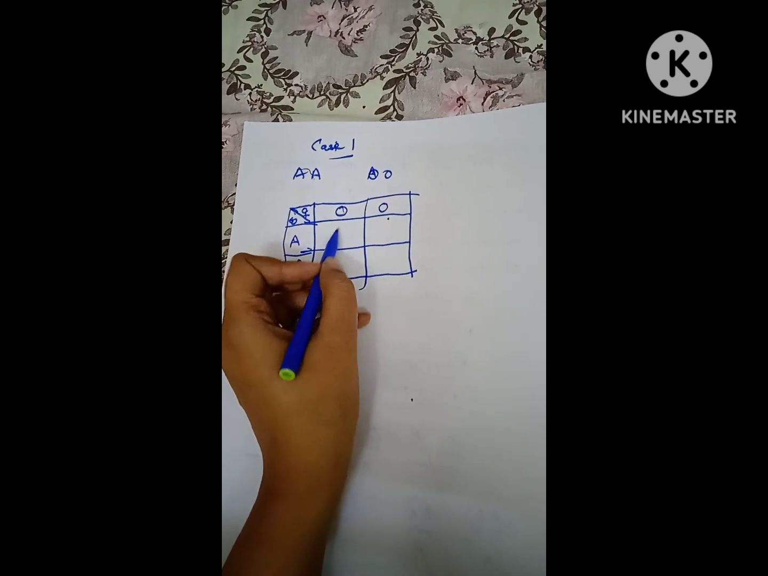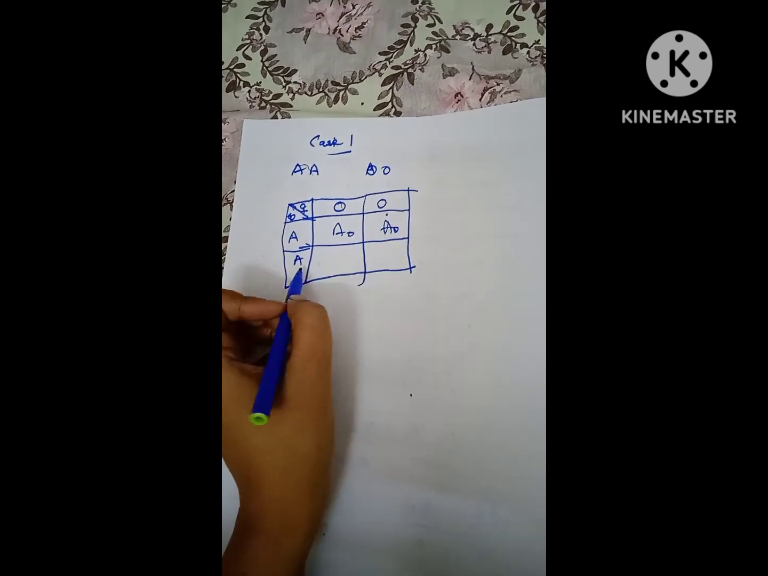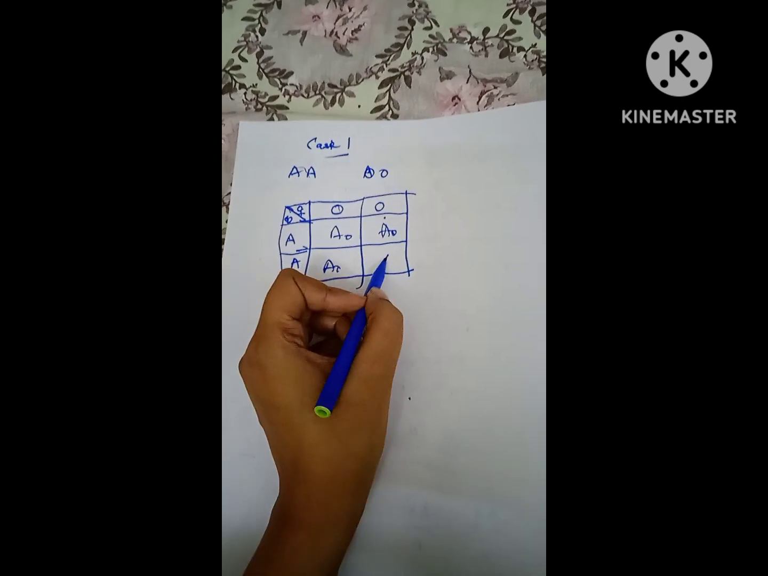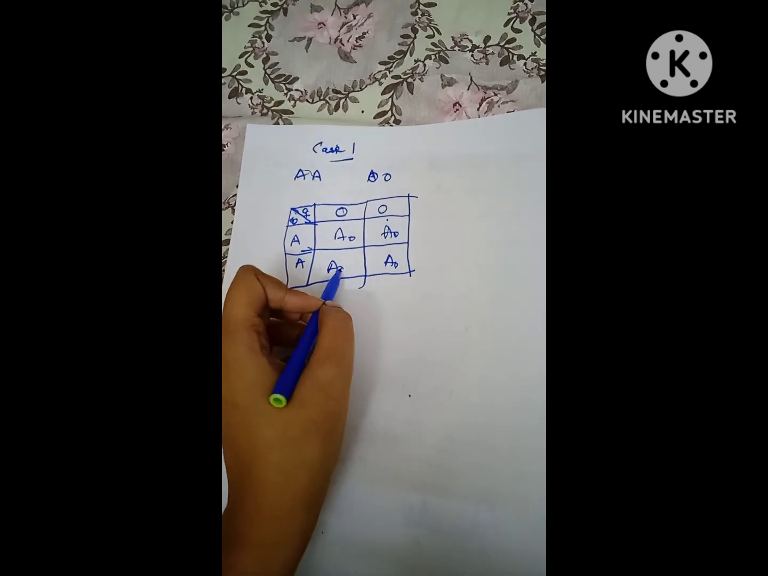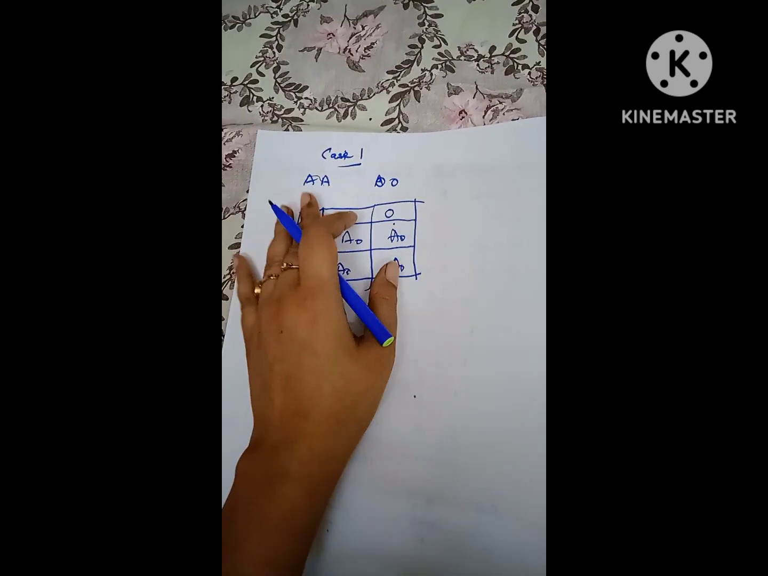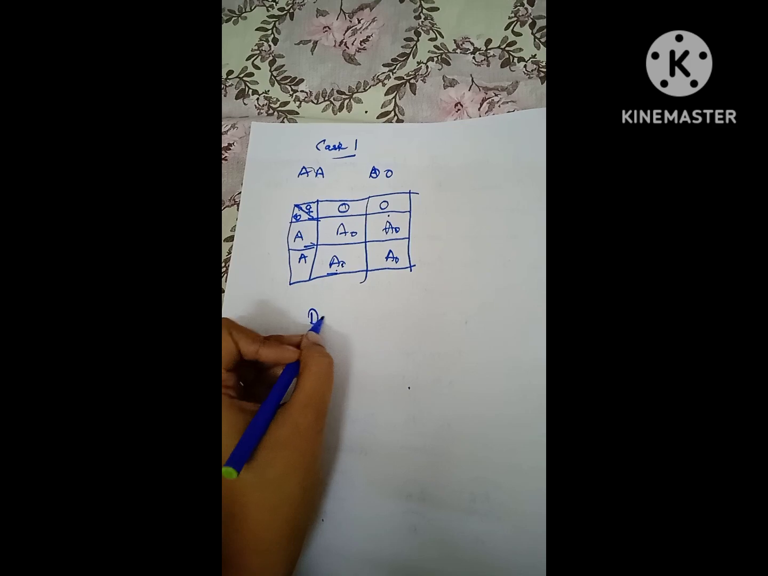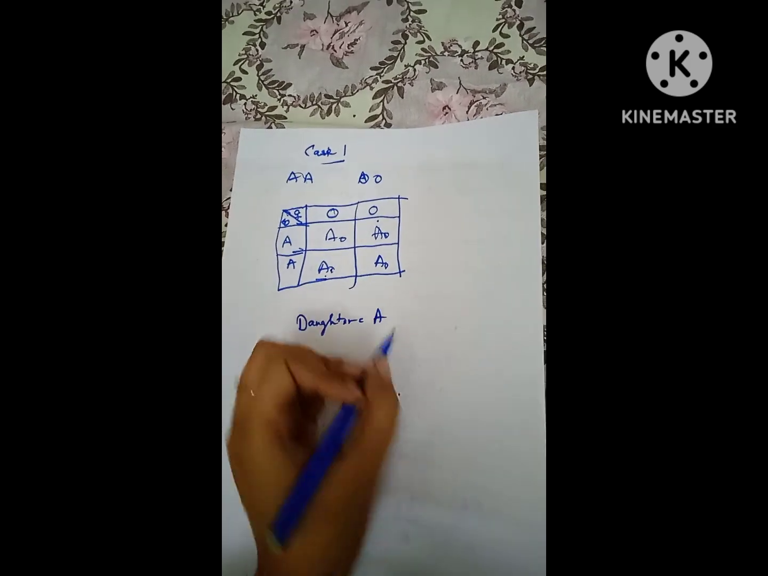So what are the possible combinations? AO, AO and AO. See, in all four cases it is having A. It means if this is the genetic combination, then the daughter will definitely have A blood group.